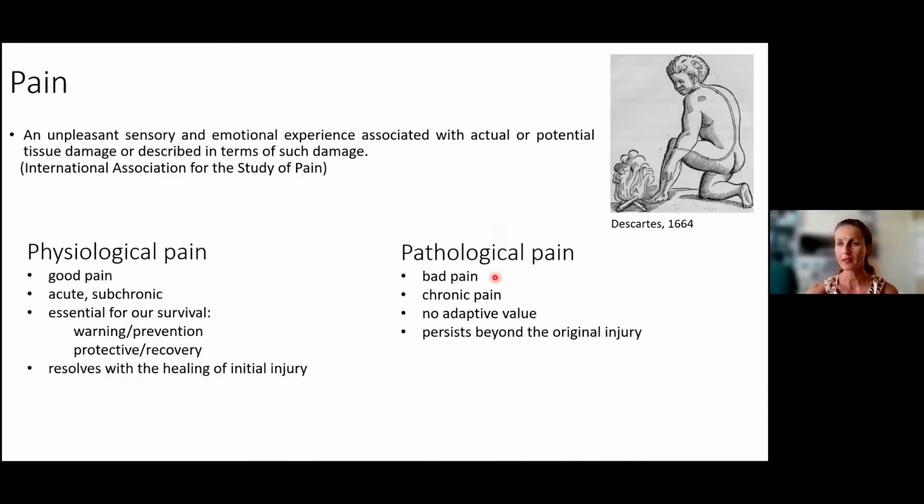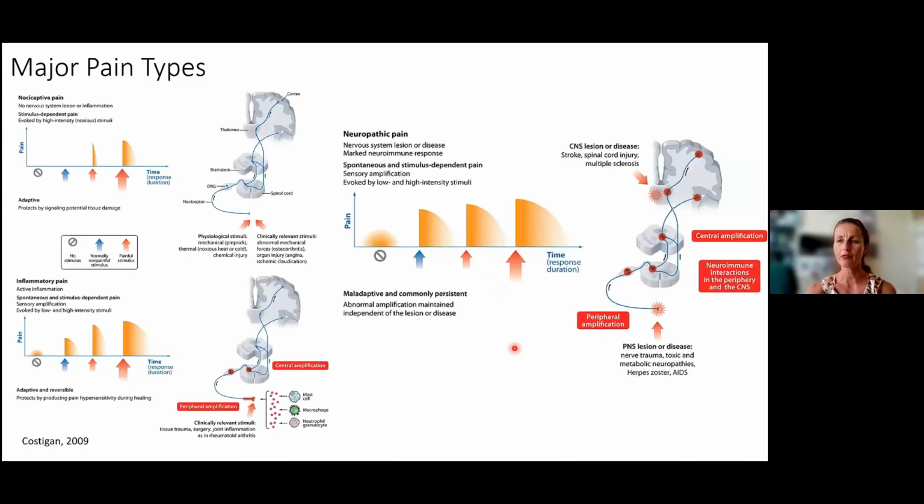Pathological pain is so-called bad pain. That's the pain that you want to get rid of. The pain is chronic. That chronic pain has no adaptive value, and it persists beyond the original injury. Here is a brief description of the major pain types and how our nociceptive system responds to the stimuli from the outside.